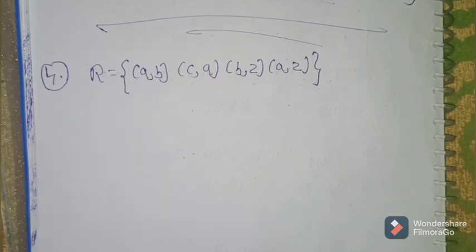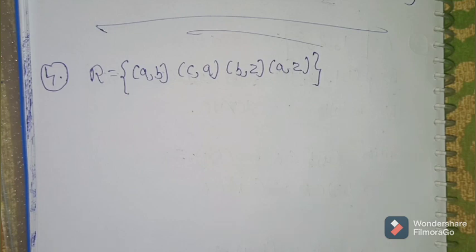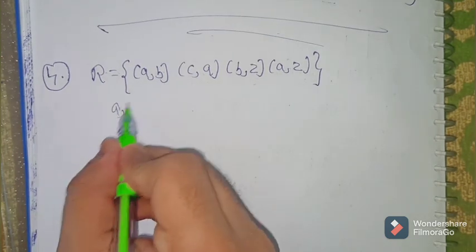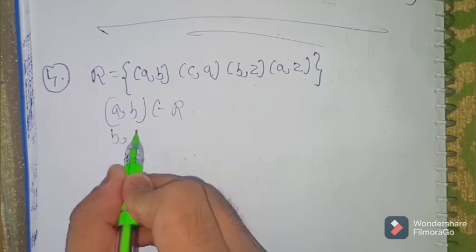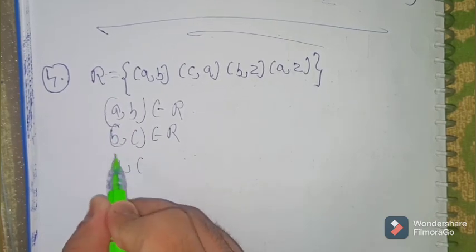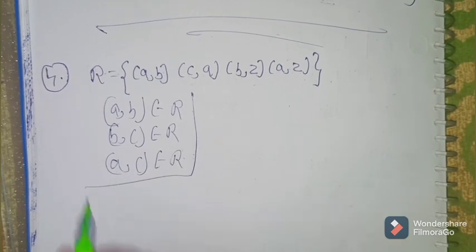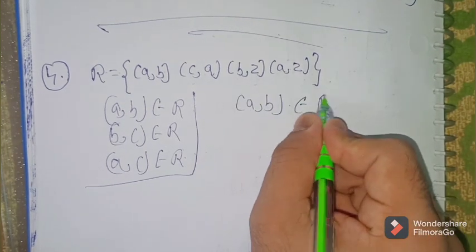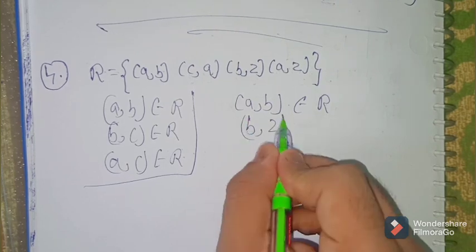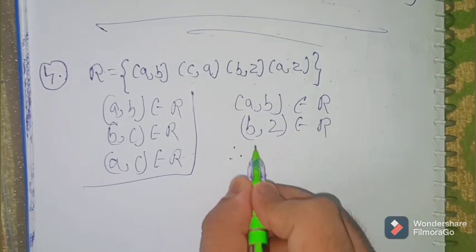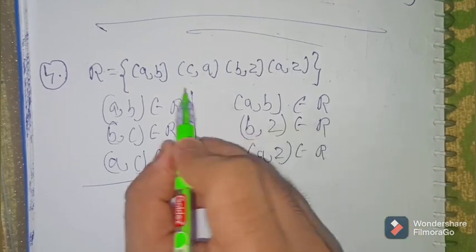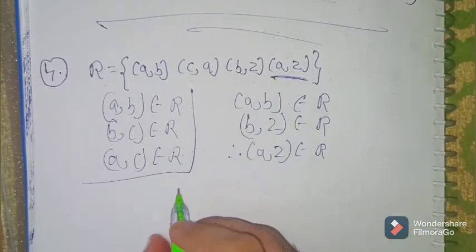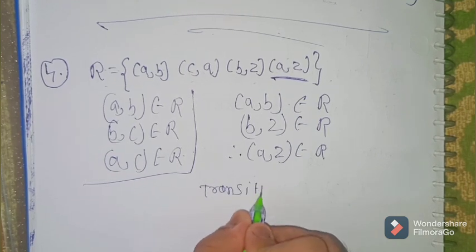Here relation R is given, which is AB, CA, BZ and AZ, and this is a transitive relation because we know the condition of a transitive relation: if AB belongs to R and BC belongs to R, then AC must belong to R. So we will see how this relation is transitive. Here AB belongs to R, BZ also belongs to R. Therefore, as per the condition, AZ must also belong to R. So AZ belongs to R. So this relation is a transitive relation.